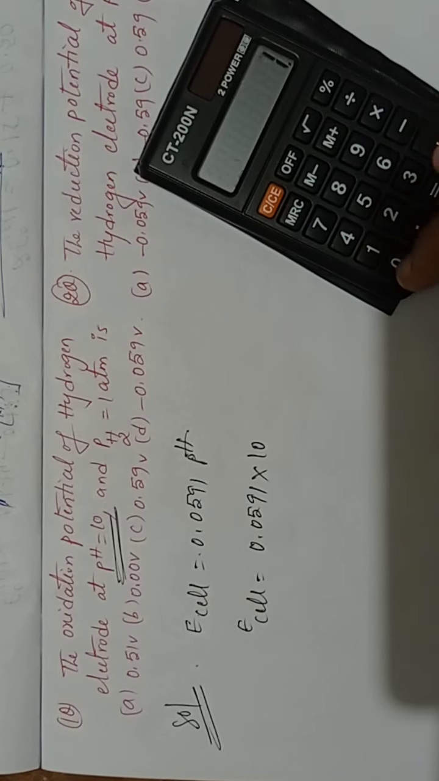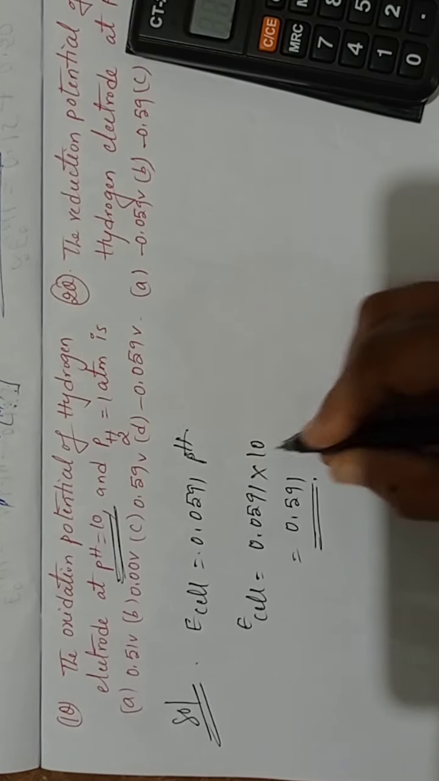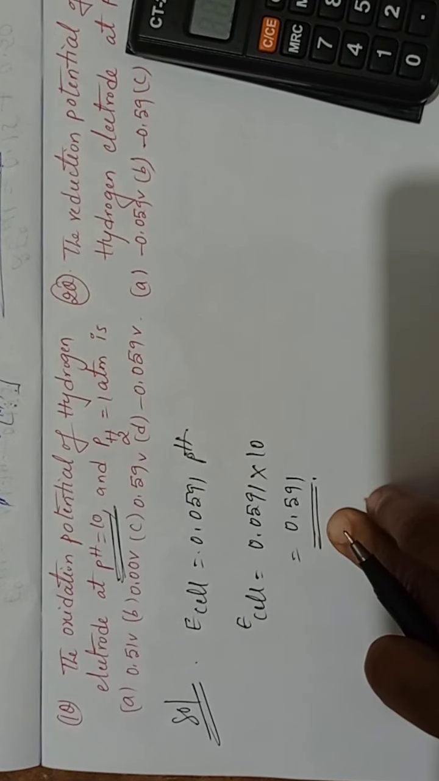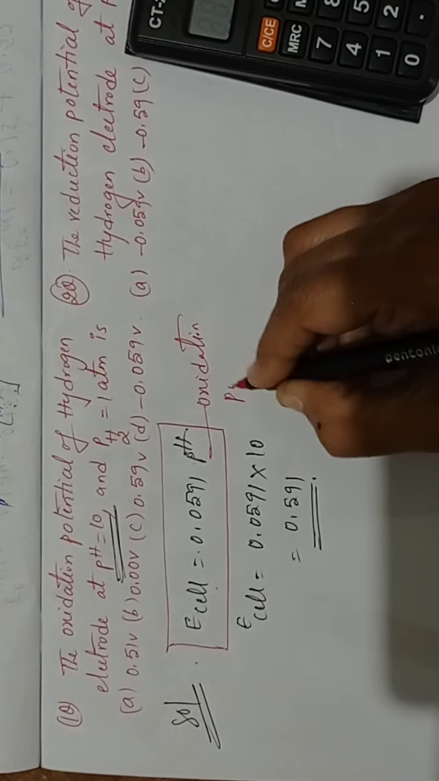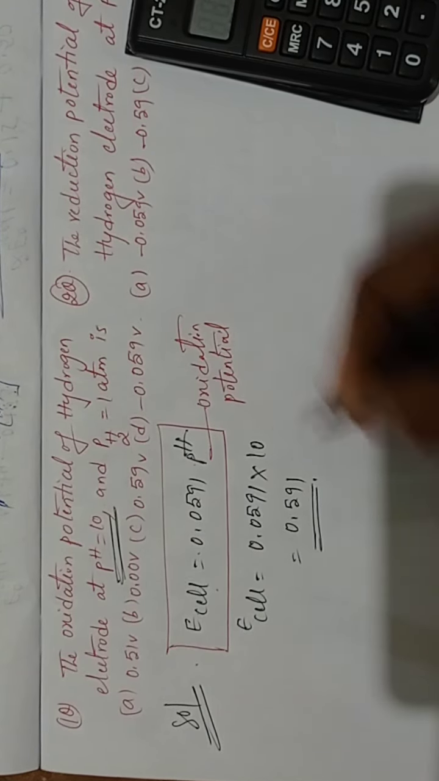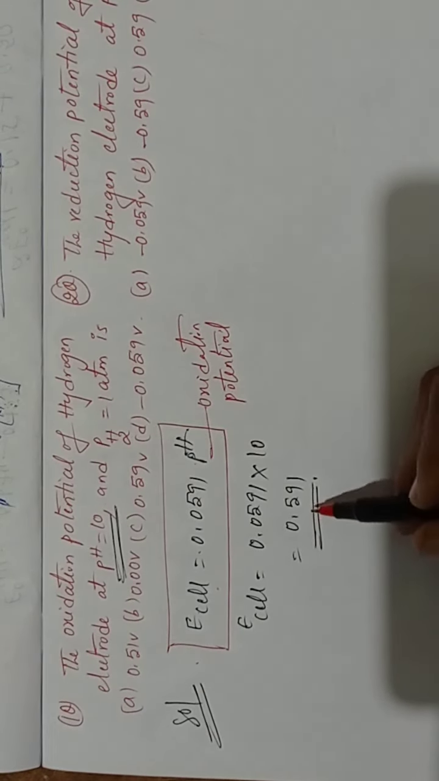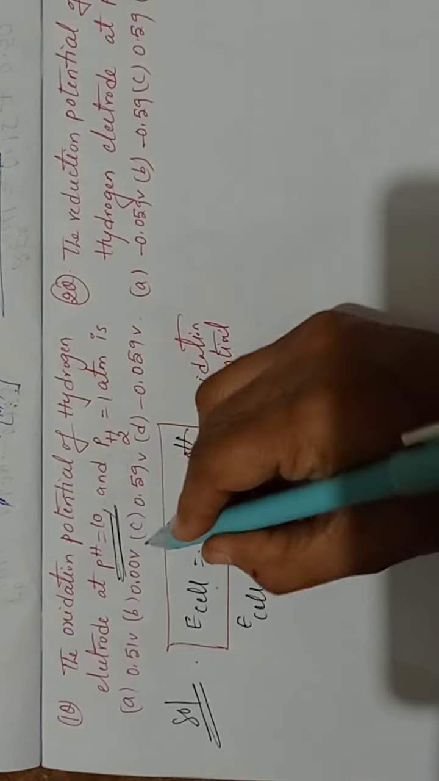0.0591 into 10 is 0.591. Correct. 0.591 volts you will get. Understanding? So this is the oxidation potential of hydrogen. Now just remember this formula, students. E cell is equal to, this is the oxidation potential. Clear? It is the oxidation potential formula, students. Now see the next, what is the answer? Plus 0.591. Now what is the correct option? It is nearer to this one. So option C is the correct one.